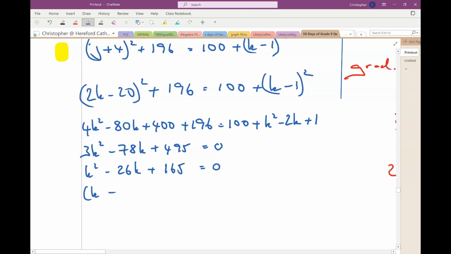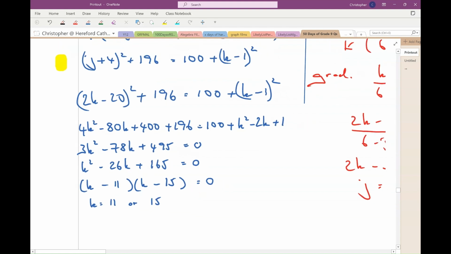Right, let's factorise k. They're both going to be negatives here. So multiply to a positive, but add to a negative. Now, multiplying to 165 and adding to give me that 26. I'm going to try, what's 165 divided by 15? 11, there you go. Sorry, 15 I said, didn't I? So, 15 and 11. So look at that. I reckon that k is 11 or 15.